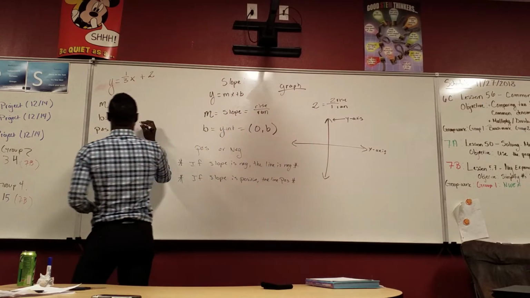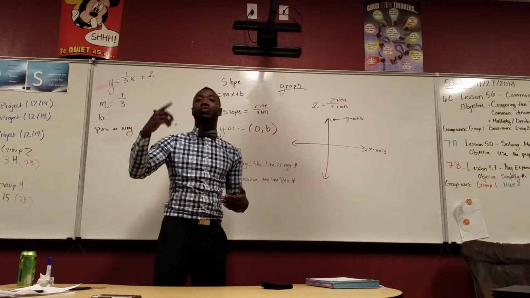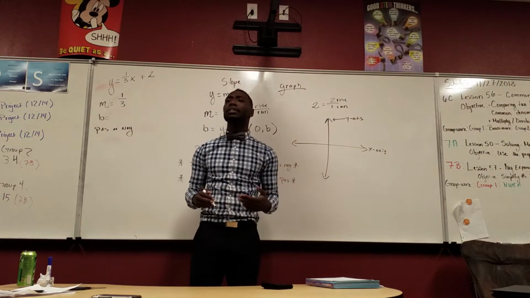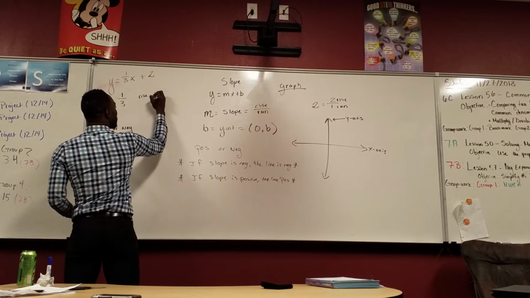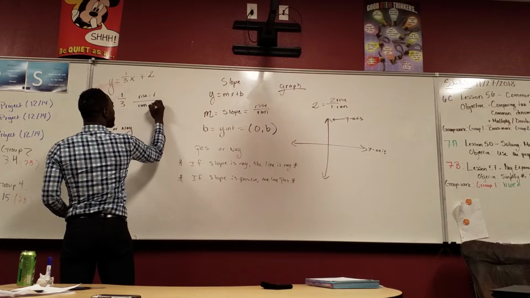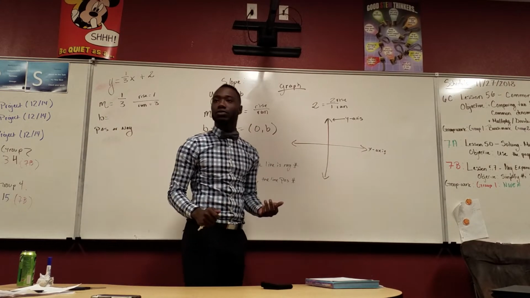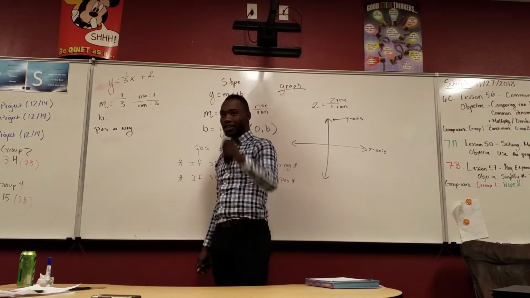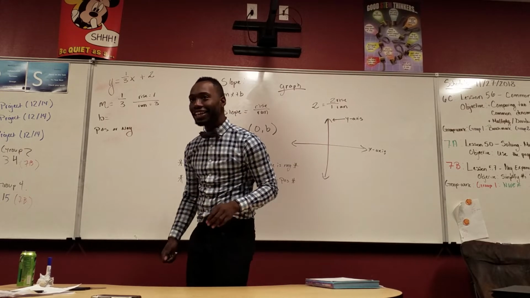1/3. And if our m is 1/3, our rise is what number? 2. 3. Oh, wait. Our rise is what? 1. And our run is what? 3. There we go.